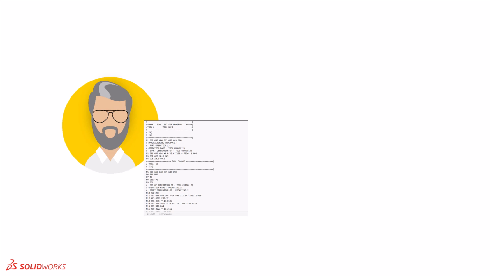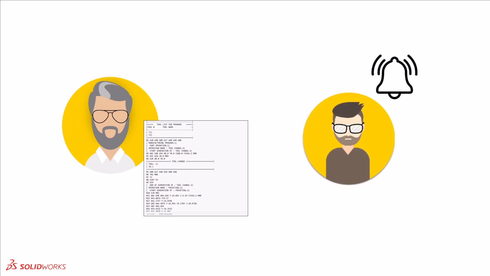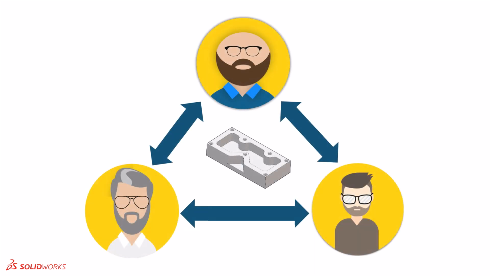Now that the code is created, it needs to be sent to the shop for manufacturing. Paul saves the code and tags Oscar, who will get a notification in 3DEXPERIENCE to let him know that the part is ready. Sam, Paul, and Oscar depend on accurate, real-time data to keep their shop up and running. Through 3DEXPERIENCE Cloud Services and SOLIDWORKS, the whole team has access to the data they need to work on accurately and efficiently.